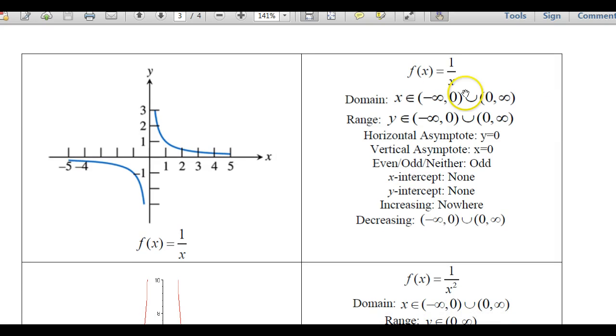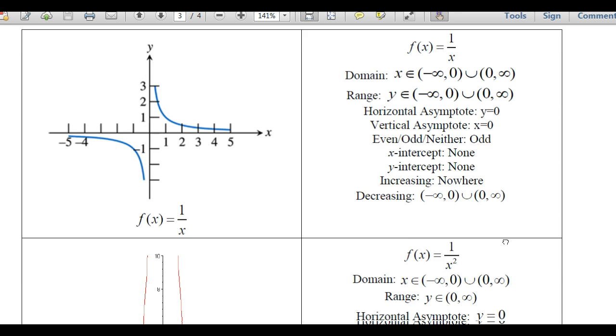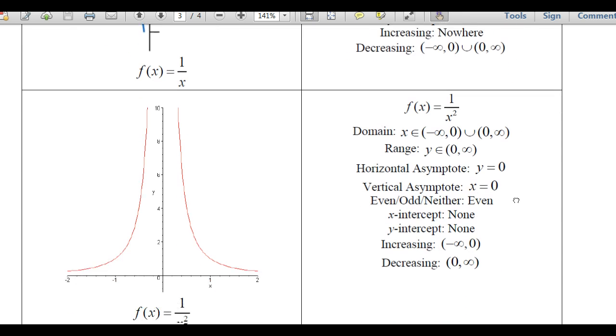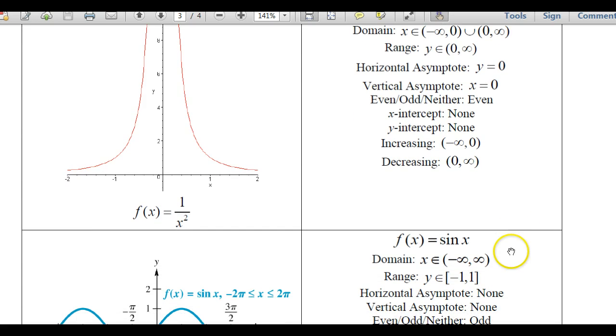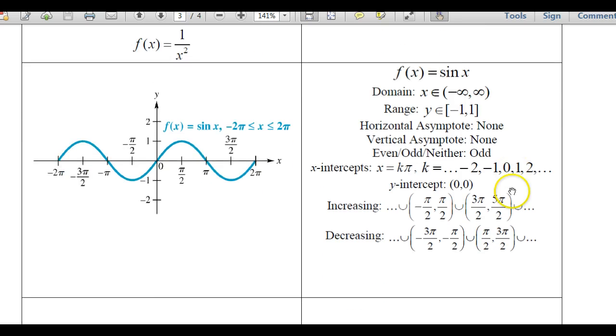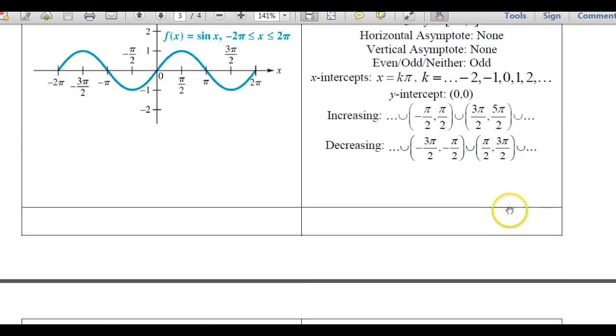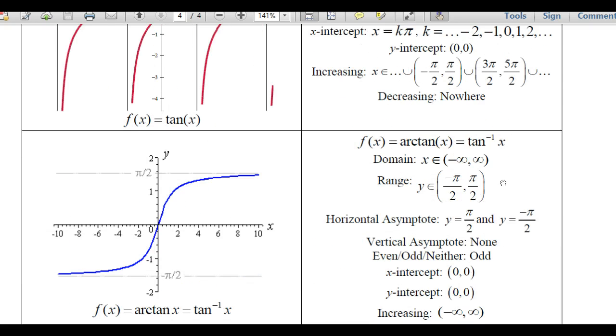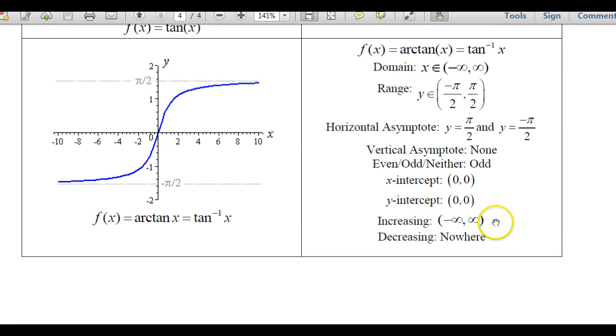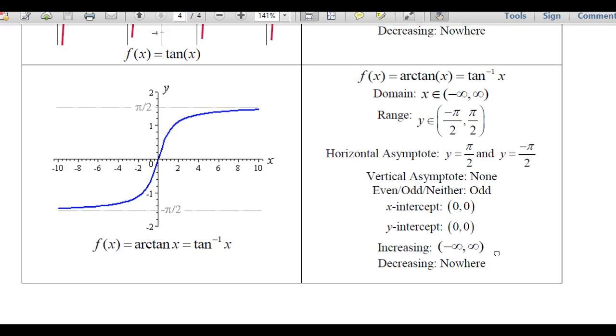This is a rational function. This is 1 over x, or a formal name for it is the reciprocal function. And here are its properties. This is 1 over x squared, another function that comes up relatively often in AP Calculus. And then we have our trig functions. So we have our sine function and its properties, our cosine function, the tangent function, tangent inverse, and that is the last one on this list.